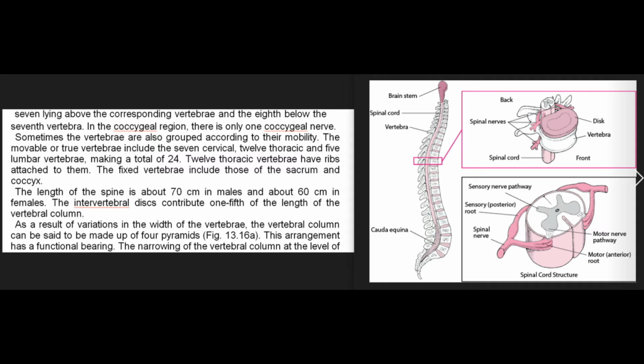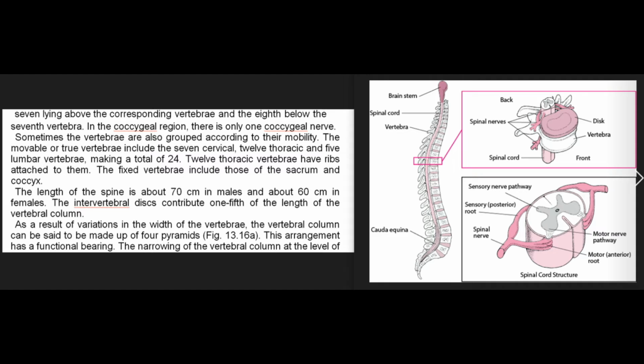Sometimes the vertebrae are also grouped according to their mobility. The movable or true vertebrae include the 7 cervical, 12 thoracic, and 5 lumbar vertebrae, making a total of 24. The 12 thoracic vertebrae have ribs attached to them. The fixed vertebrae include those of the sacrum and coccyx. The length of the spine is about 70 cm in males and about 60 cm in females. The intervertebral discs contribute 1/5 of the length of the vertebral column.